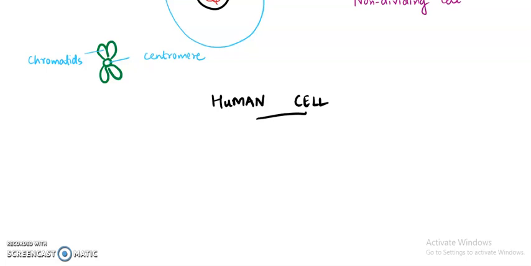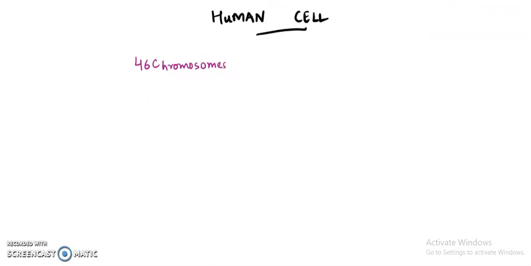Now, how many chromosomes does each human cell contain? 46 chromosomes are there in each of our cells, and we have infinite cells in our body. Out of these 46 chromosomes, you need to learn that 44 chromosomes fall in the category of autosomes, and these autosomes do not help in sex determination, whereas the remaining 2 chromosomes fall in the category of sex chromosomes because they help in determining the sex of the human being.